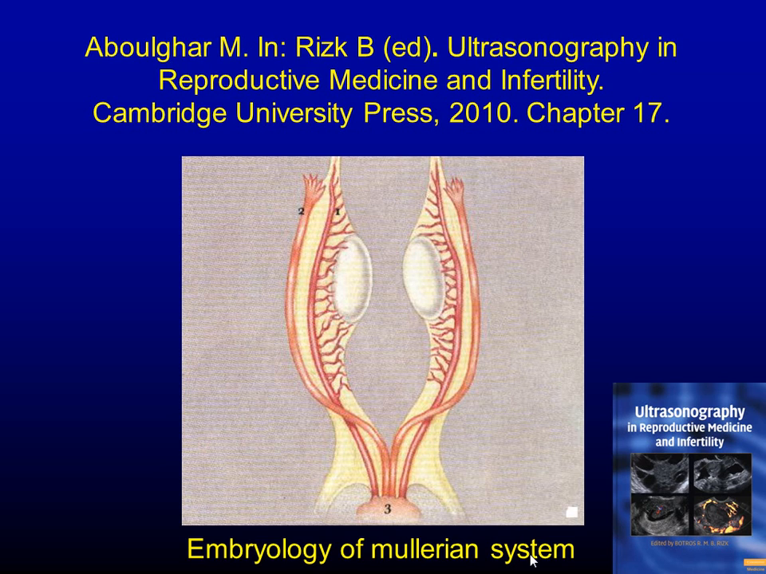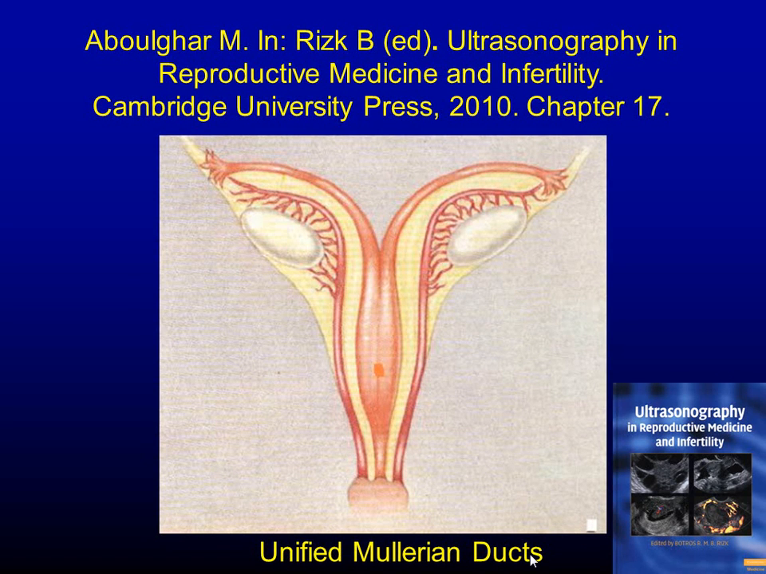So the two Mullerian systems, as you know, join, and then when they join in the middle, the wall in between them falls away, and when it falls away, the cavity becomes one cavity inside the uterus. So this is Mullerian: two ducts are unified together and make one cavity.